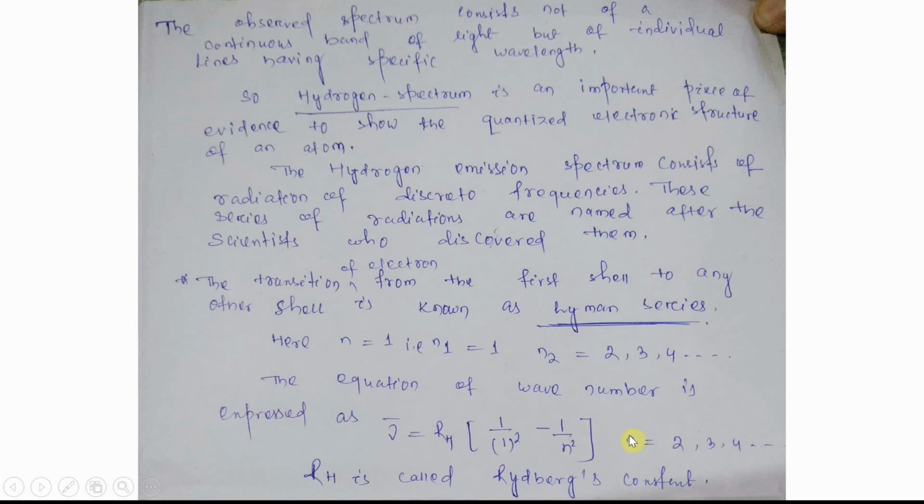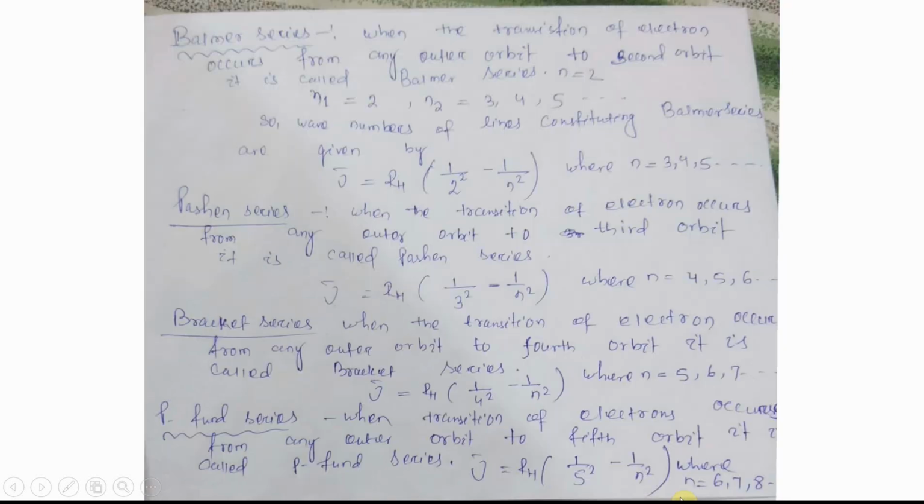And this n may be 2, 3, 4, 5, 6 onwards, because all the electrons can come from the second orbit to the first orbit. They can come from the third orbit to the first orbit. They can come from the fourth orbit to the first orbit, where RH is called the Rydberg constant.